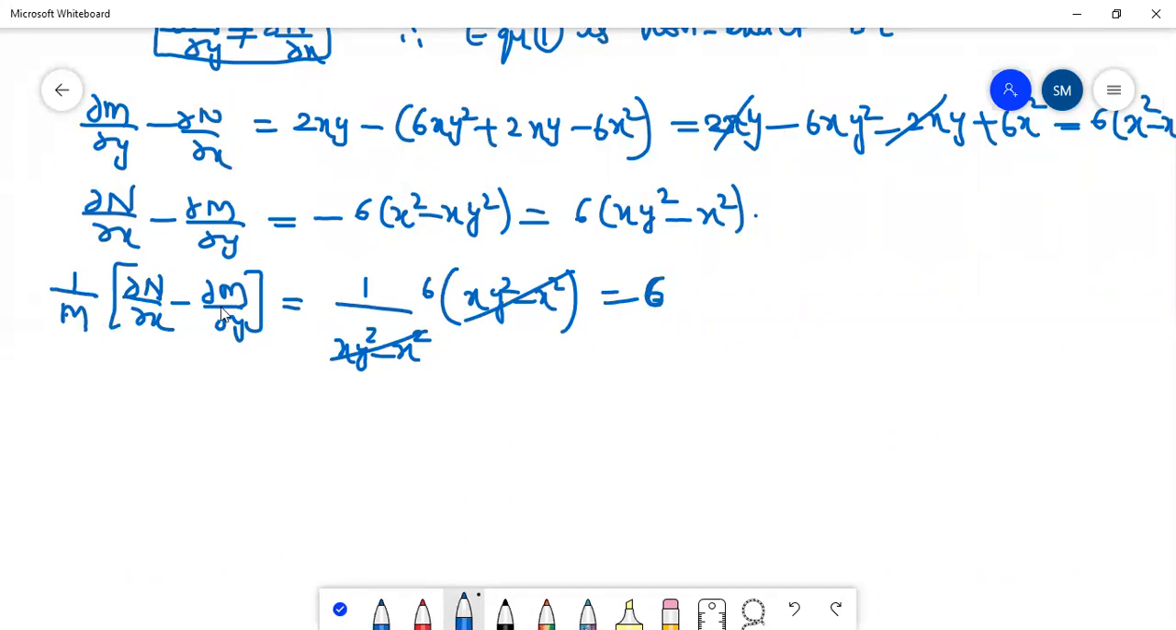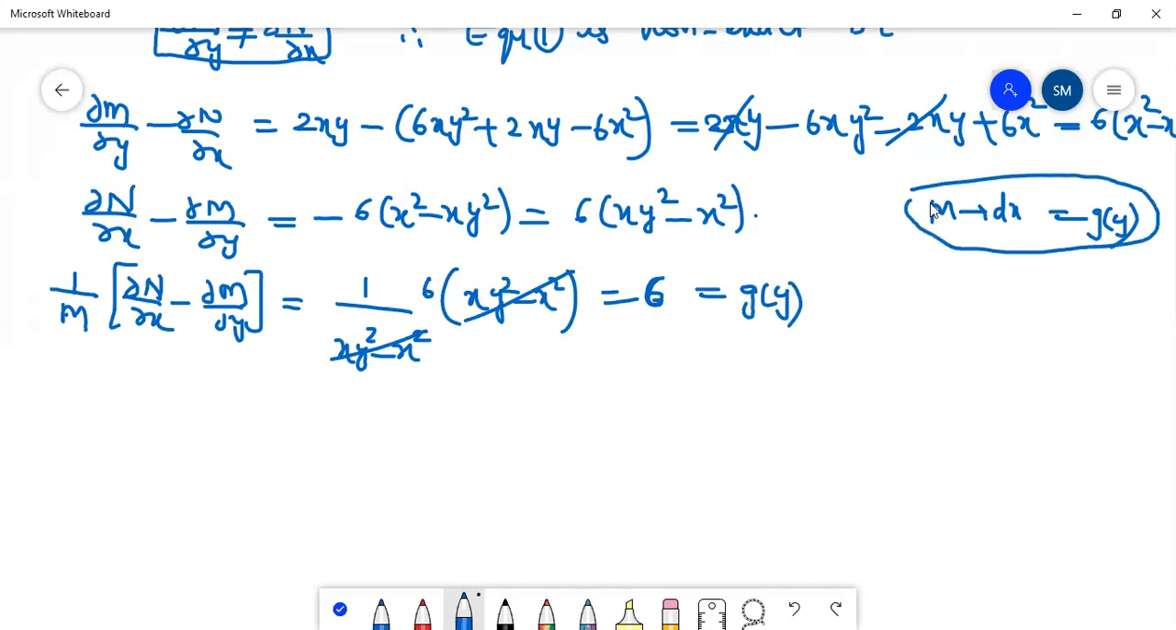Here, if we are getting a constant, then it is suitable for which variable? That is also very important. M is related to the dx. So when we divide by M, we get g of y. So it is clearly g of y. You should remember that: the opposite variable. If we divide by N, which is the coefficient of dy, then it is f of x. You should remember that one.